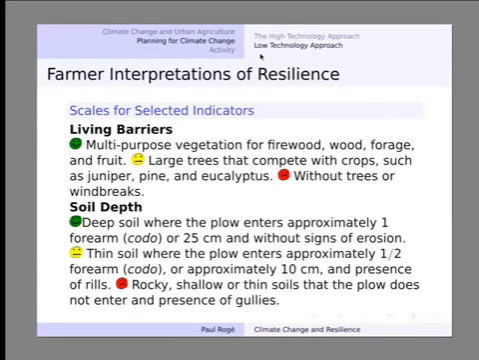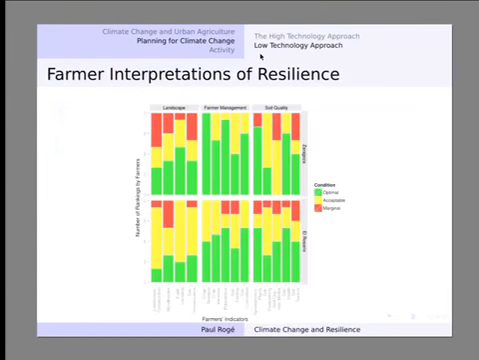So farmers, once they identified these indicators, described them using language that they understood locally. And so we get these very descriptive things, where sometimes people would refer to depths by forearm length rather than centimeters, depending on the community. Farmers mentioned specific trees that had different kinds of impacts in their communities. And then farmers visited fields and did assessments.